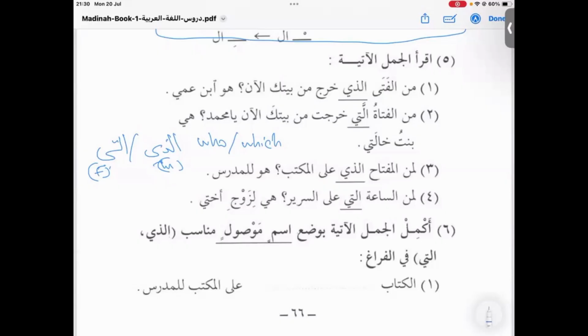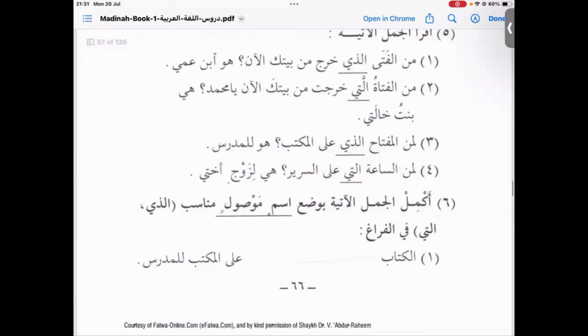So من الفتى, who is the fata? Fata is a young boy, a teenager. من الفتى, who is the young boy, الذي, who خرج, left, exited من بيتك from your house الآن. The answer is هو, he is ابن عمي. He's the son of my uncle. He's my nephew. He's my cousin.